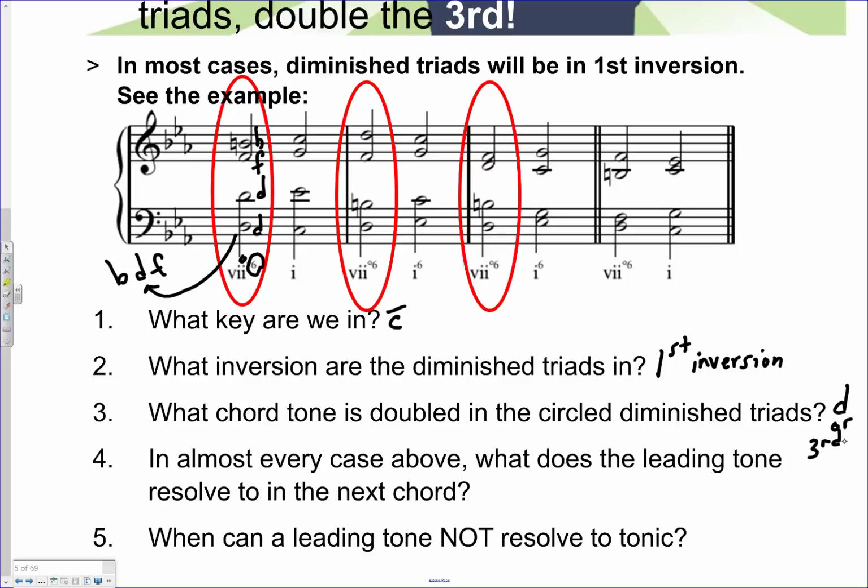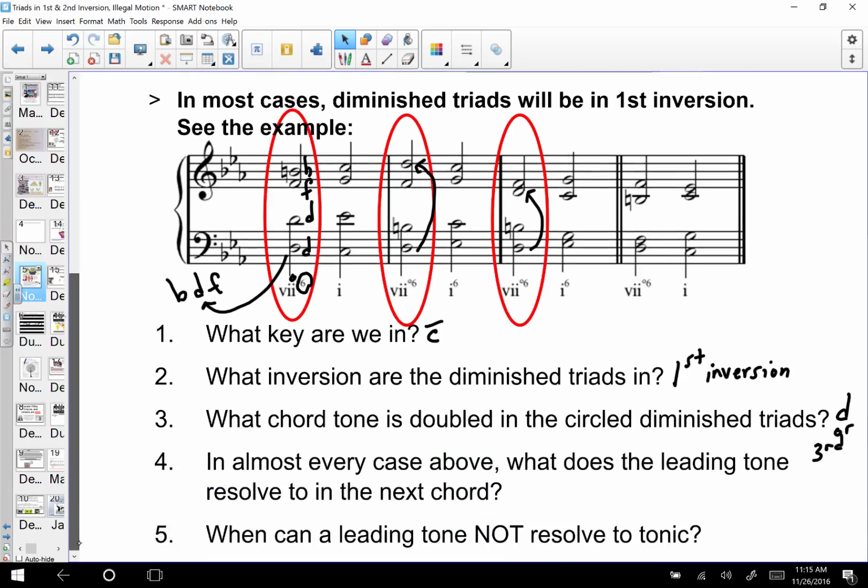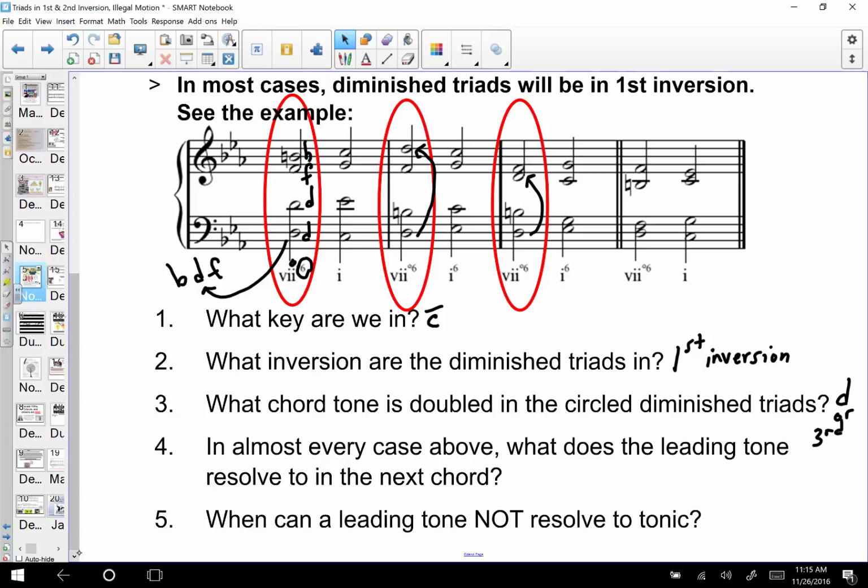So in the first example, in the first circle, we have the D doubled by the tenor. Where is the D doubled in the second example? Up here in the soprano. In the third example, the D is doubled in the alto. So in diminished triads, we'll see them in first inversion, and we'll have to remember to double the third. So let's head back to our questions.